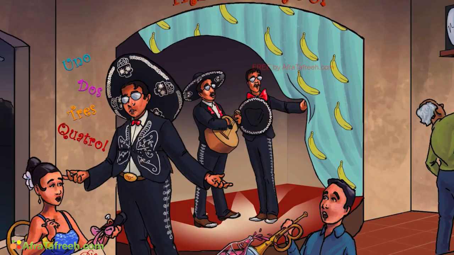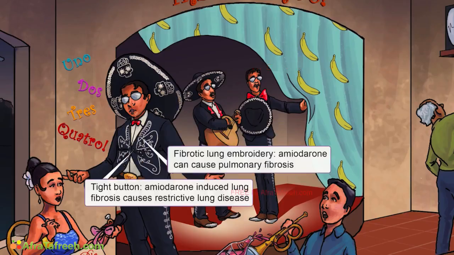The most important side effect is a dose-related pulmonary toxicity that can lead to fatal pulmonary fibrosis. See the pattern embroidered on the lapels of the mariachi uniforms? It's a sort of intertwining fibrous pattern. Also notice that one of the buttons is closed on his jacket, barely holding on under all that tension. This is to emphasize that pulmonary fibrosis leads to a restrictive lung disease.